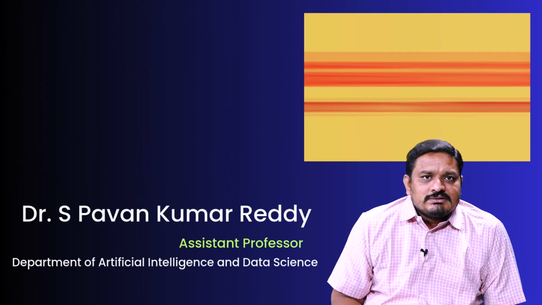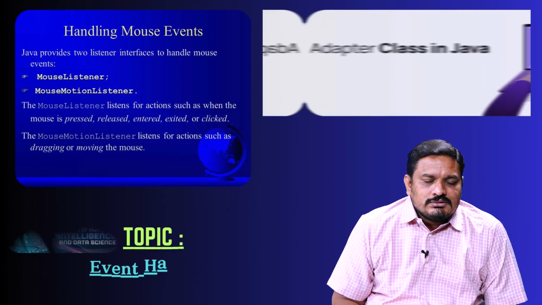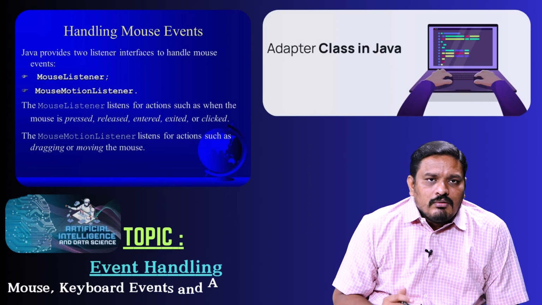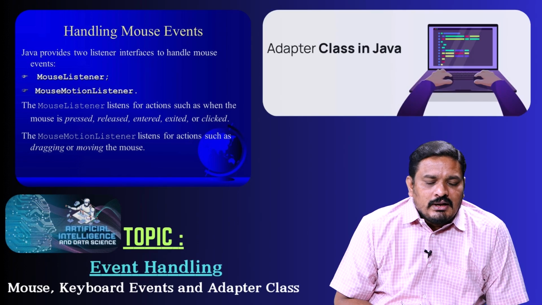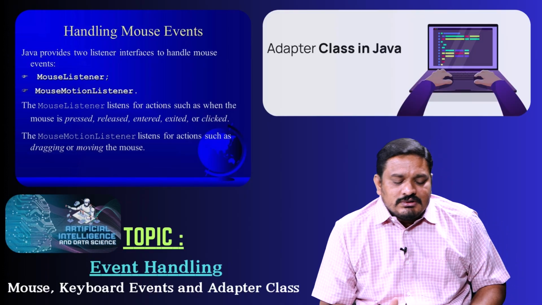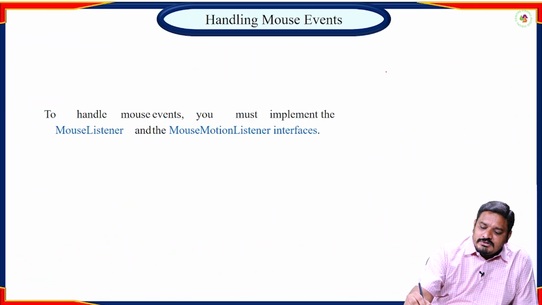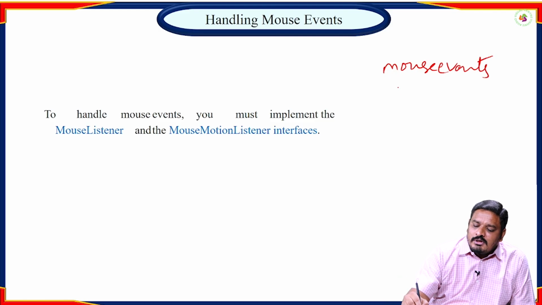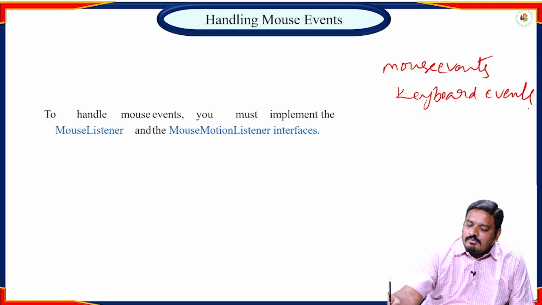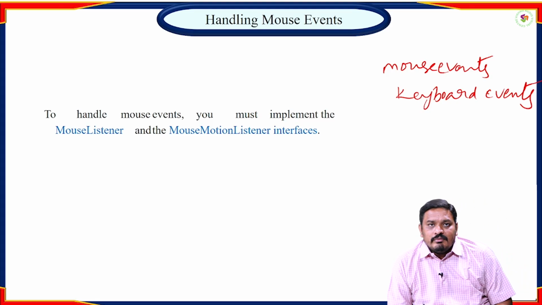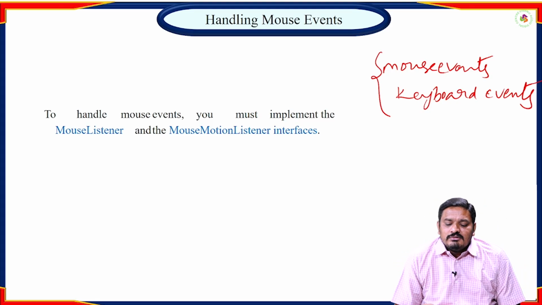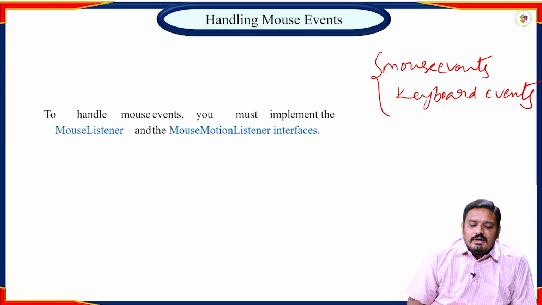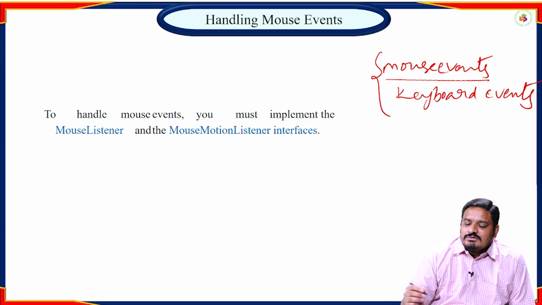Today my course is Object Oriented Programming through Java. In the course, today's topic is examples of event handling. The different examples in event handling are mouse events and keyboard events. Today we will discuss these two topics. First, coming to how to handle the mouse events.